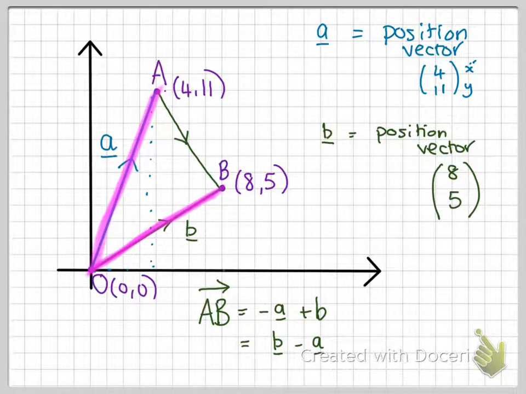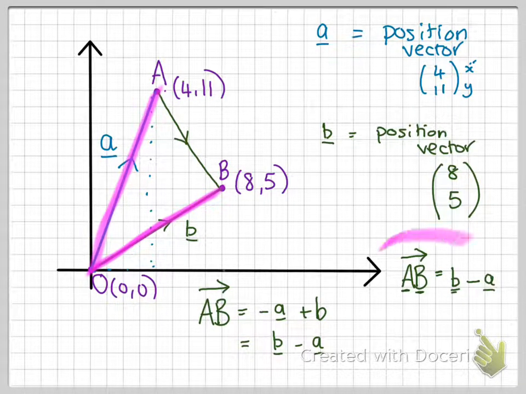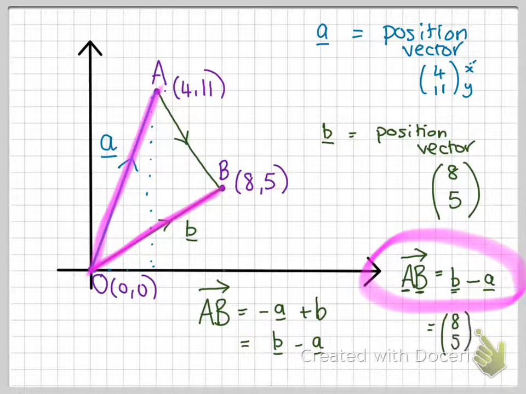And this is the rule that we're going to use each time. So if I want to work out the vector AB, and I've only got the coordinates, I'm going to take the position vector of the second point and subtract the position vector of the first point. So this is our rule. So in this case, the vector would be 8, 5, take away 4, 11. So that would be 4, negative 6.